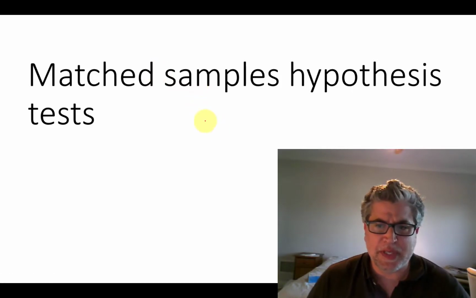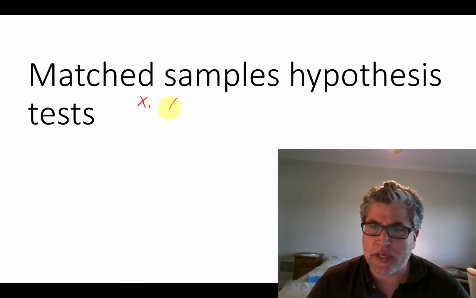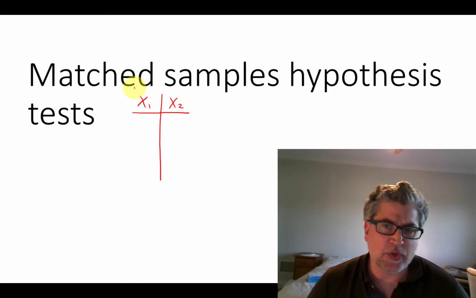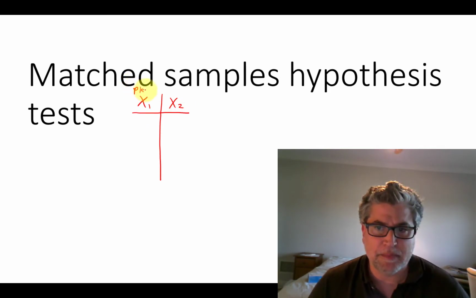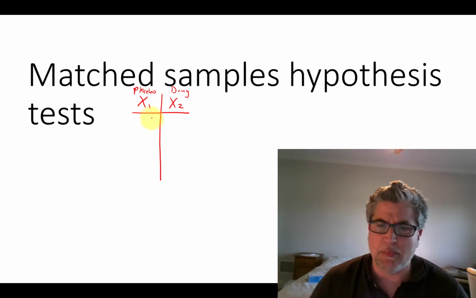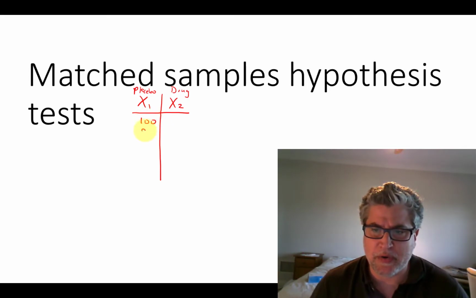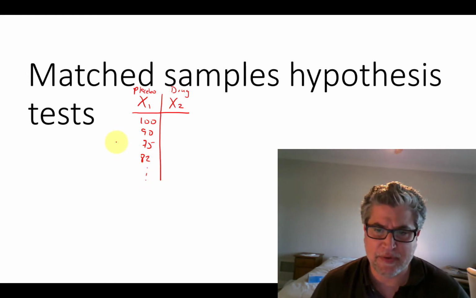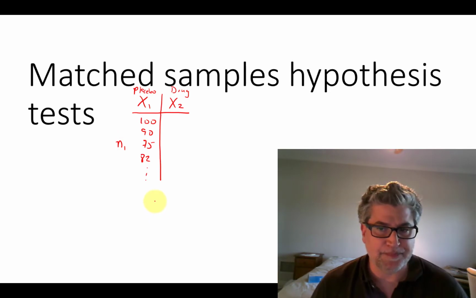So consider something like this. Let's say that you've got some variable x1 and another variable x2. And in the placebo and drug kind of example, we might have that. And let's say you've got some numbers, whatever, we'll make something up: 100, 90, 75, 82, and so forth. Let's say we have n1 of these.